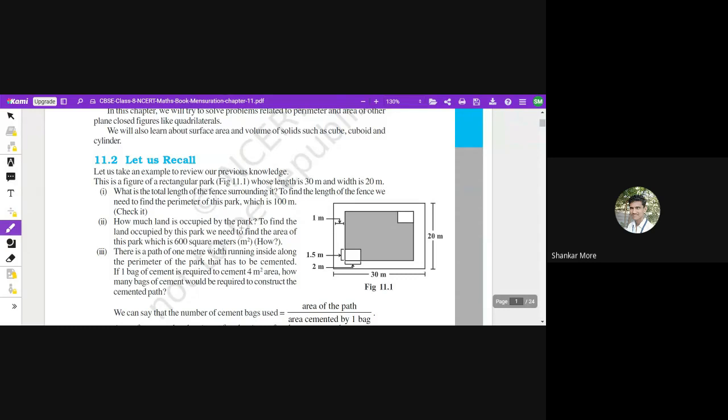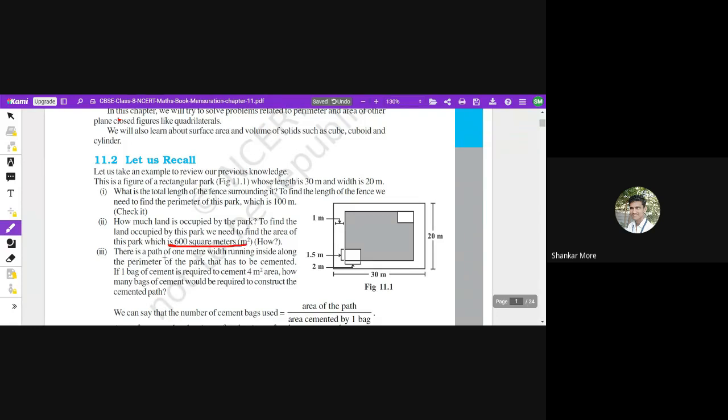So how much land is occupied by the park? Now to find out the land occupied by this park, we have to simply calculate the area of this rectangle. So how can we calculate area of a rectangular surface or rectangular plane? We just multiply its length with its width, right? इसका length और width का हमें multiplication करना है. We are going to get the area. So in this case, 30 into 20, that is going to be 600 square meters, right?